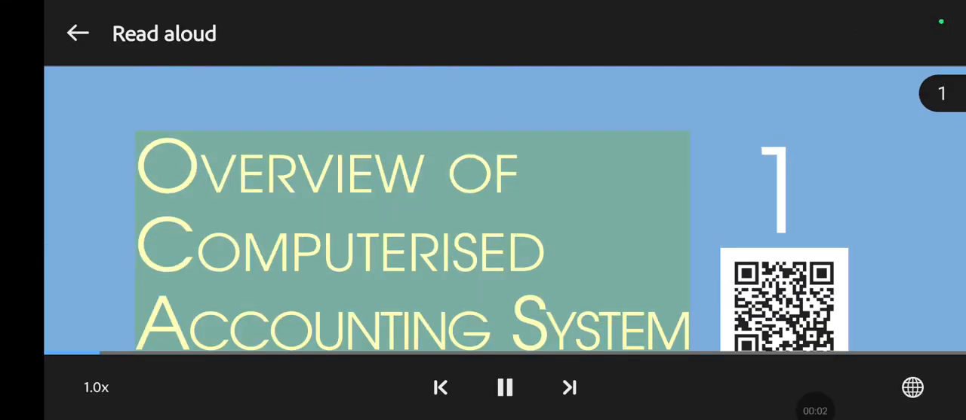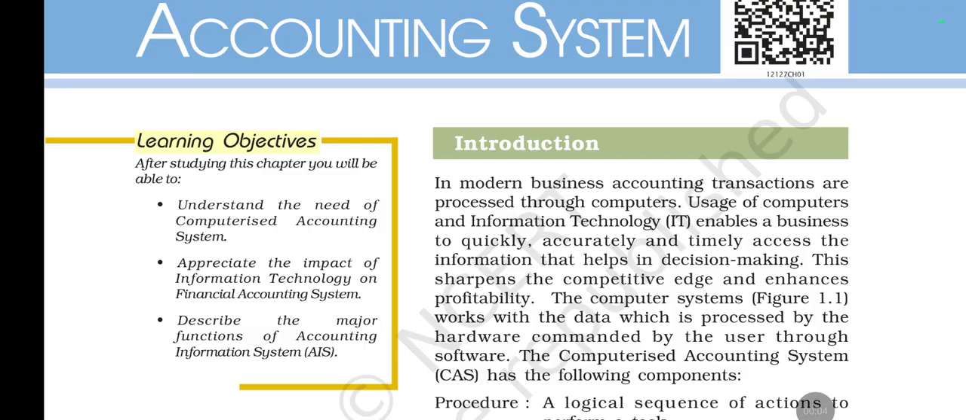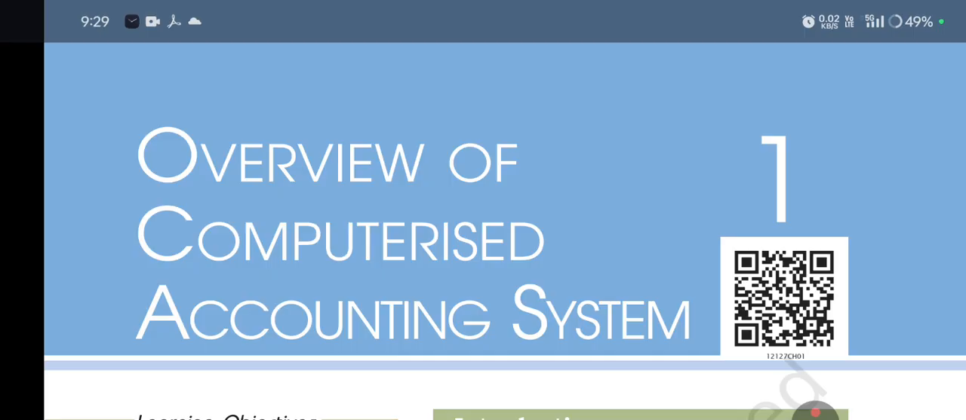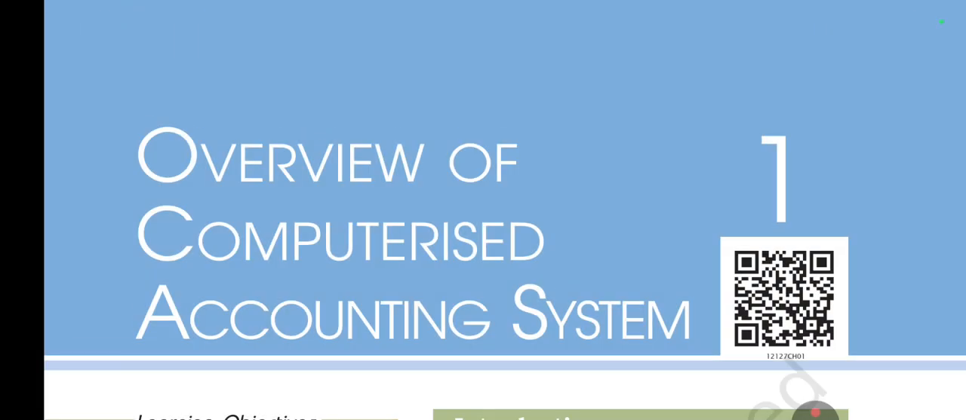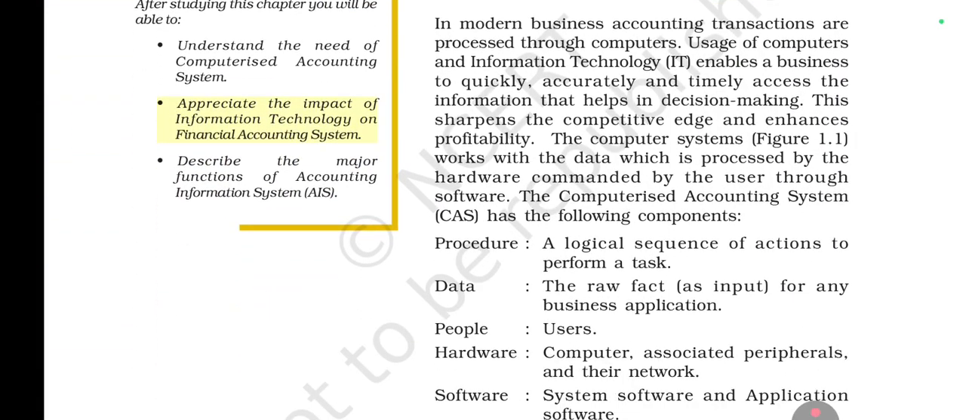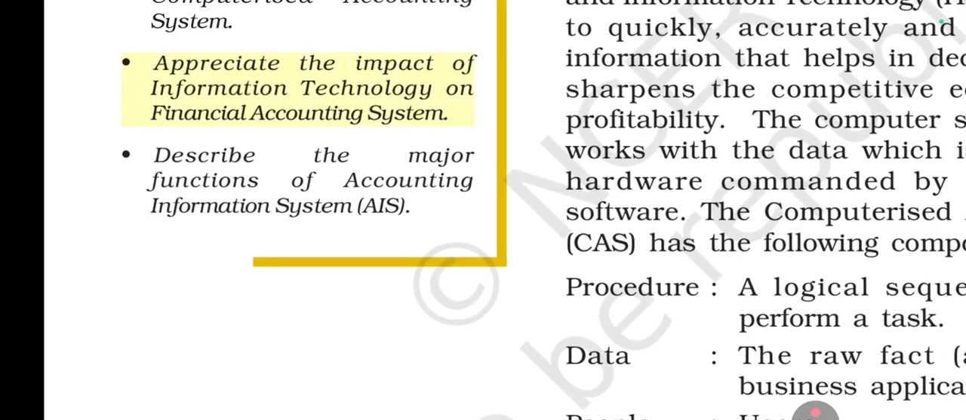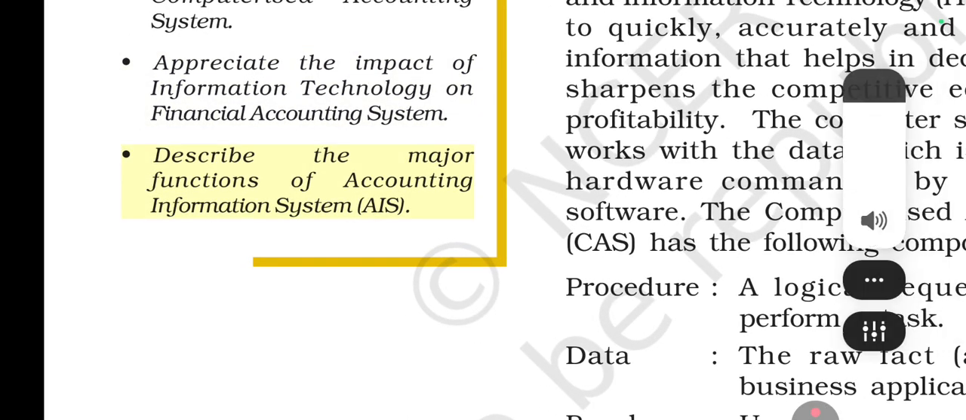Overview of Computerized Accounting System. Learning Objectives. After studying this chapter, you will be able to understand the need of computerized accounting system, appreciate the impact of information technology on financial accounting system, and describe the major functions of accounting information system.